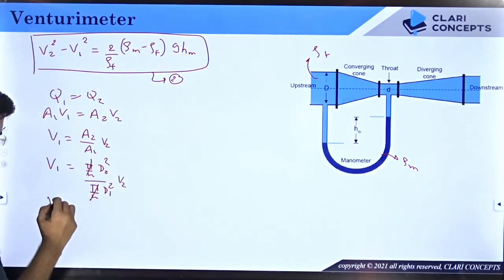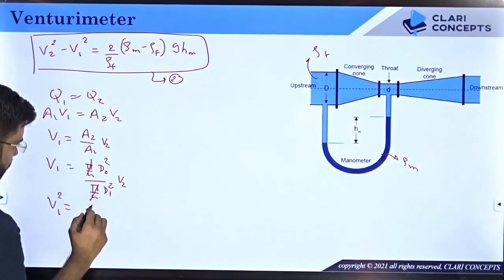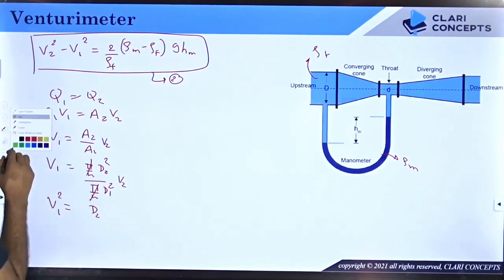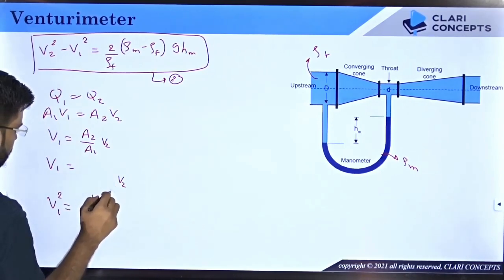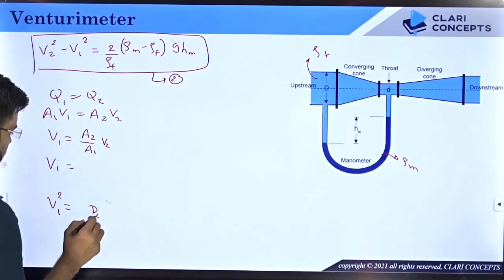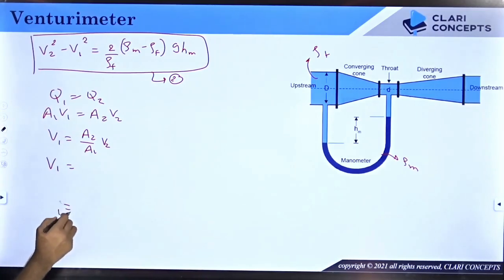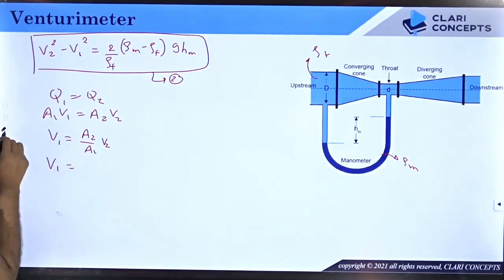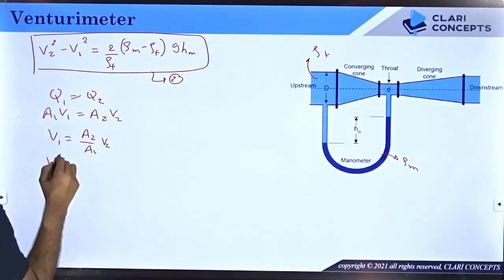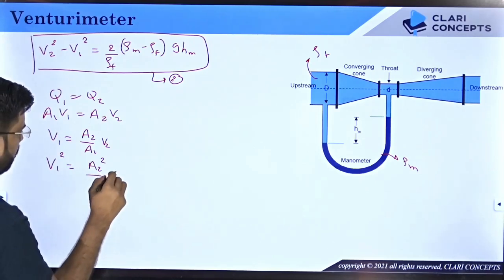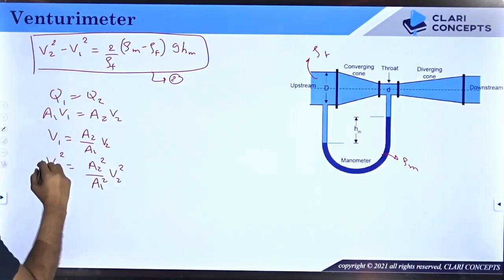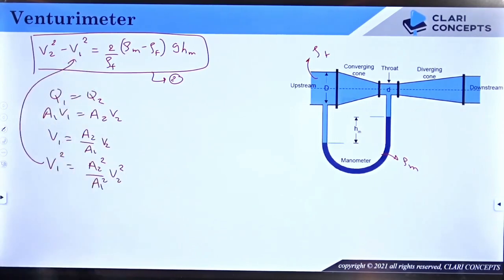Now if you want V1 square, this is what? Or let me not just go and put all this value right now. We will do it in the final form, to keep it very simple right now. Okay, so if I want the square now, V1 square will be equals to A2 square by A1 square into V2 square. Now put this V1 in equation 2.